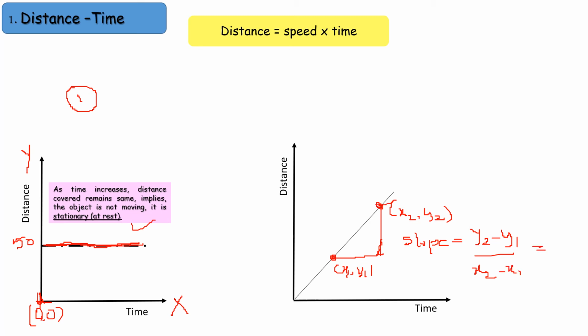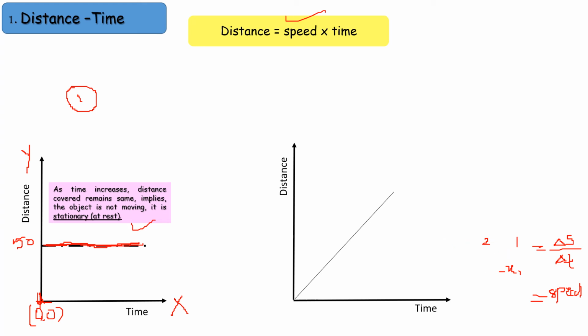And what is y2 minus y1? It is this distance, upon this time, change in time. So this is delta t. So change in time and change in distance. That is our speed. Distance upon time is speed, right? This distance upon time will be speed. So distance versus time plot will give us, the slope will give us the speed of the object. Here we will say the object is moving with uniform speed.